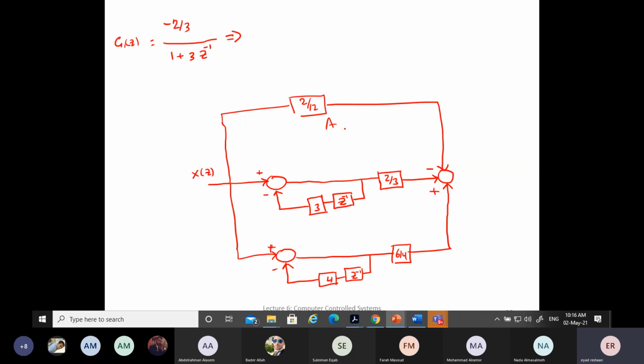So we have a first order term and the constant term, the first order term and another first order term, and this is the output, which is y of z, for input x of z. The whole thing is d of z here. Any questions? Do you have any question? Okay, good.